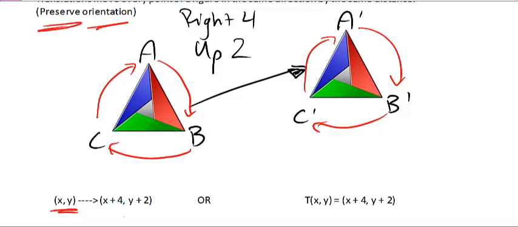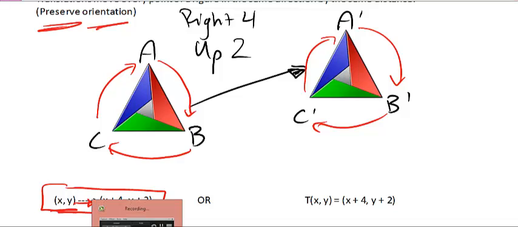And so I know that if I've shifted to the right 4 units, my x-coordinate has added 4, and my y-coordinate would have increased by 2. So one way we can do this is here on the left. We can say that x, y, and just draw an arrow, it becomes the new point, x plus 4, y plus 2. And this is the most common. That's what we're going to use the most.